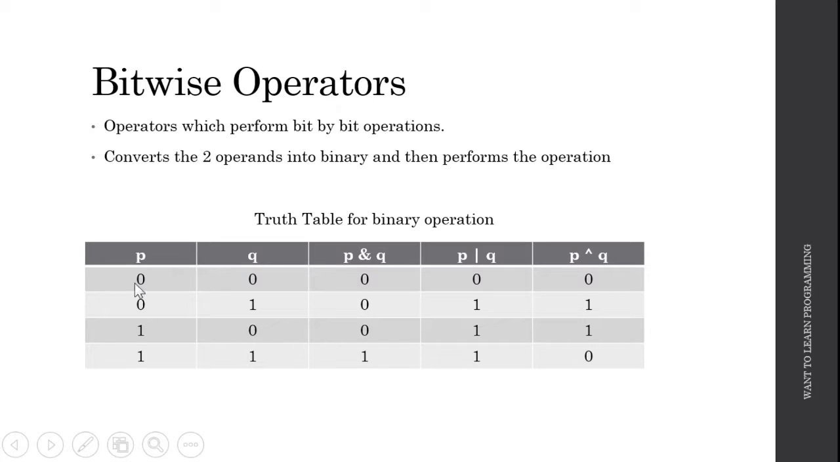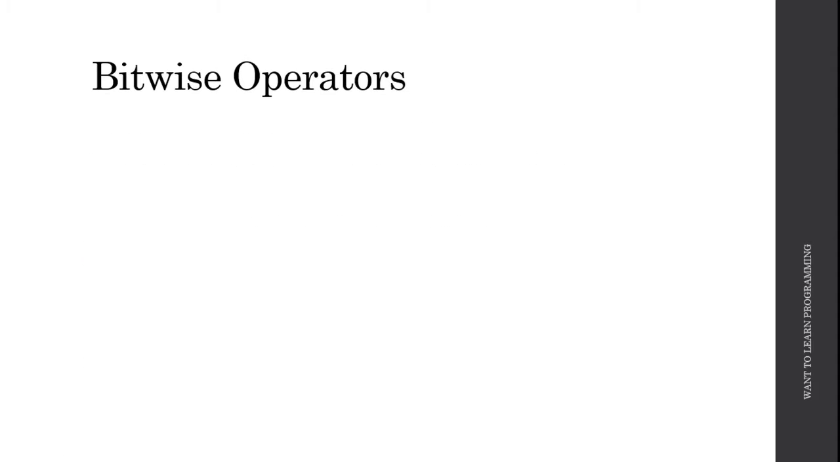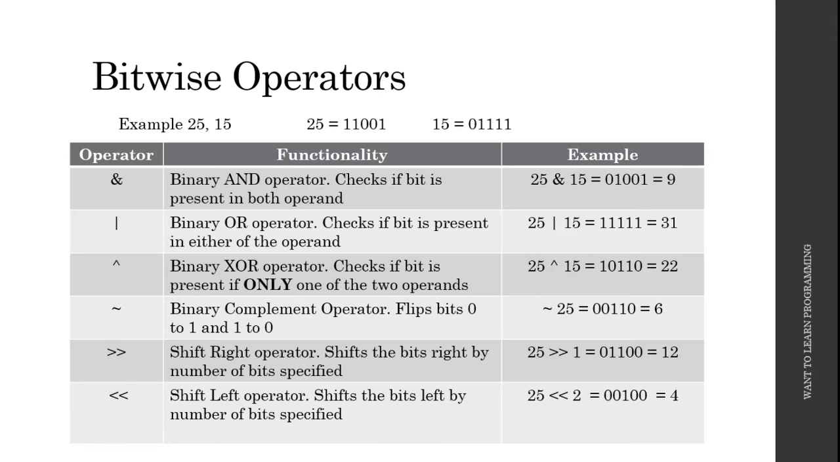Similarly, for P equal to false and Q equal to 1, that is true, P and Q is 0, P or Q is 1, and P XOR Q is 1 because these both are dissimilar. And so on. We can look at the truth table to find out what happens when you perform a certain operation. So let's look at one example for bitwise operators. We take the first operand as 25 and the second operand as 15. 25 is written as 11001 and 15 is written as 01111 in binary.